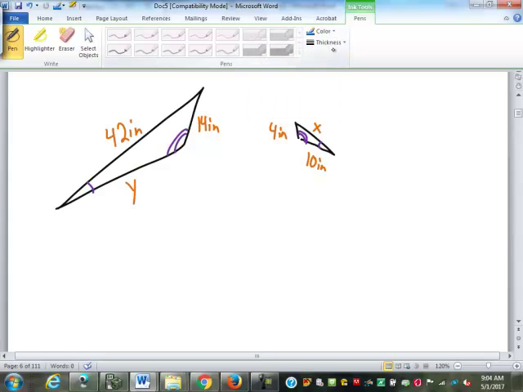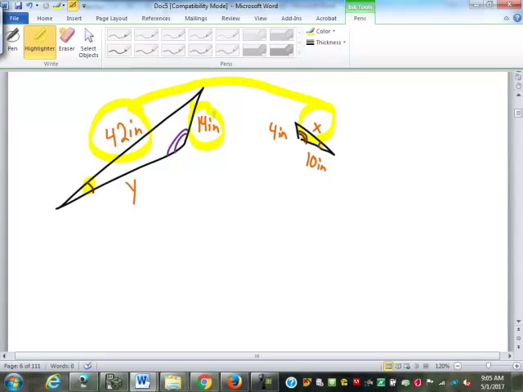Sometimes it helps to match up the corresponding sides. So the 42 corresponds to what side in the other figure? X. Now, if you're wondering, how do I know that? Well, because the 42 is between this angle with a single mark and the unmarked angle. Over here, here's the single mark and the unmarked angle. X is the same side.